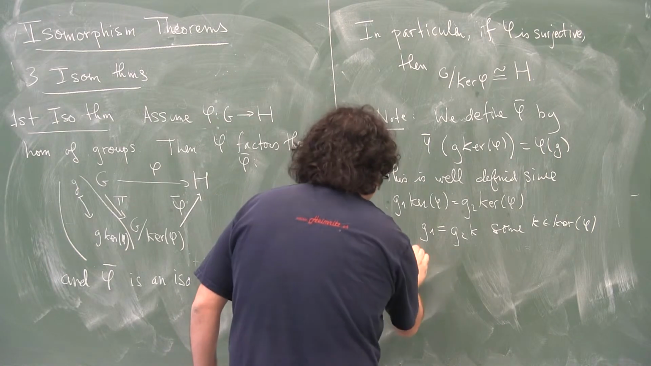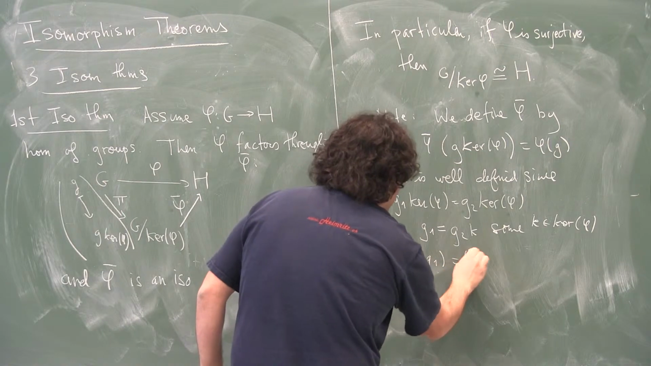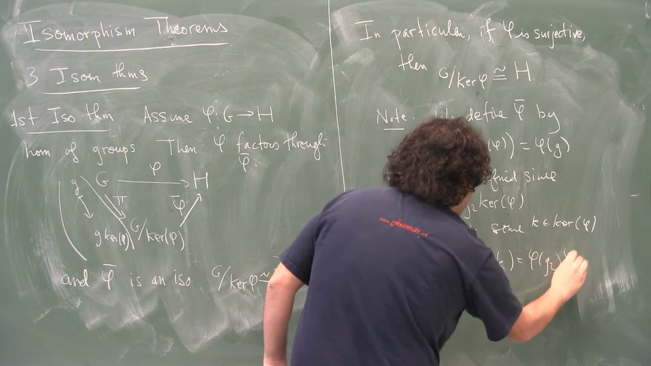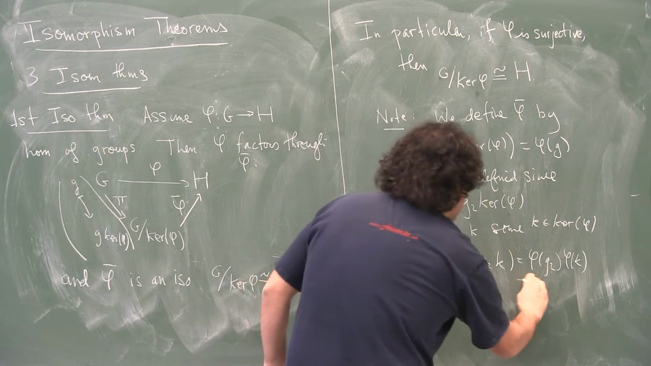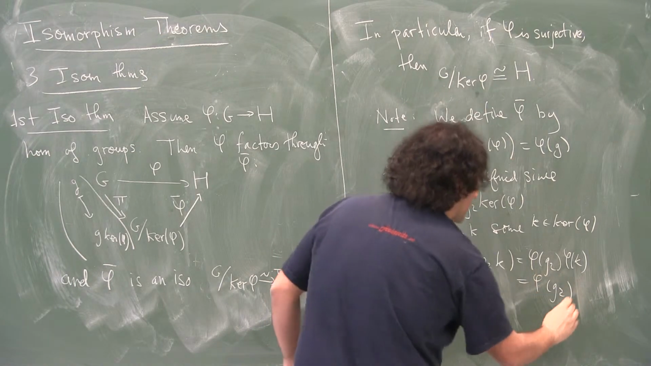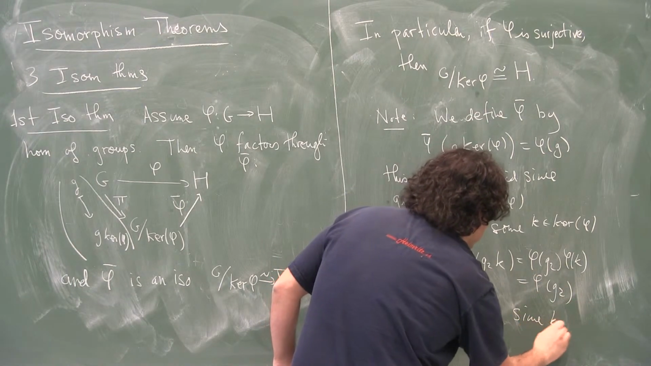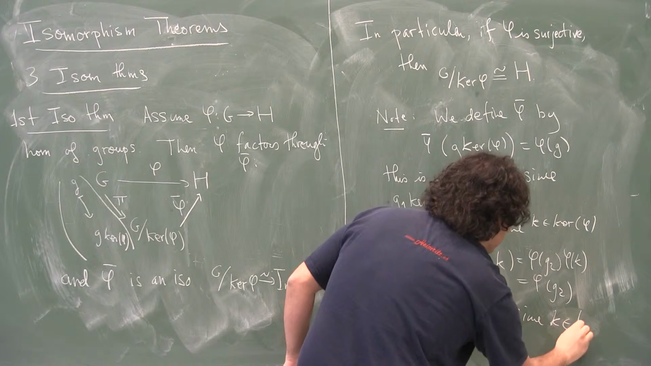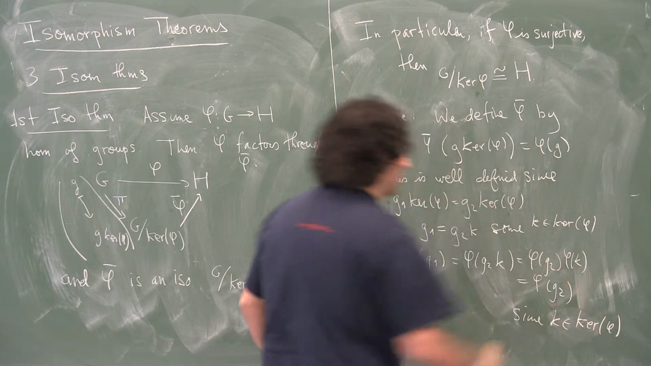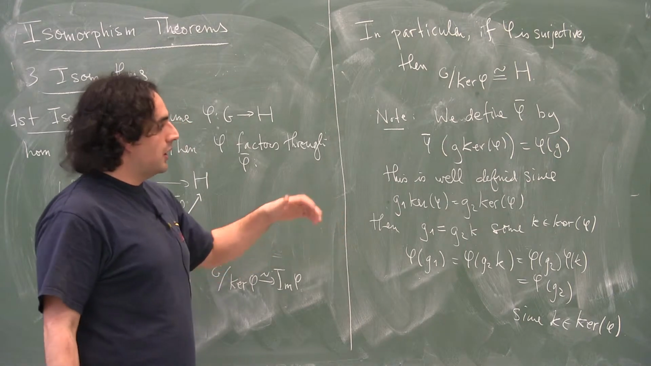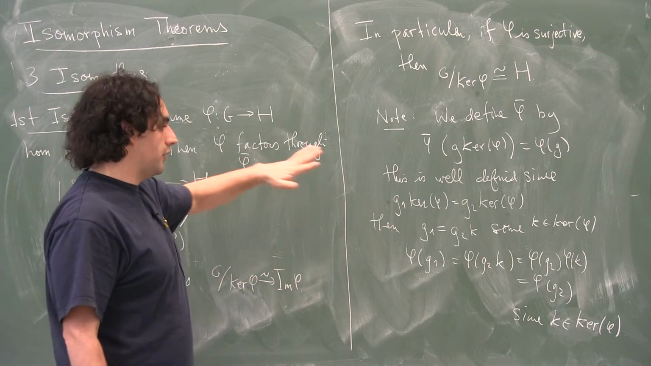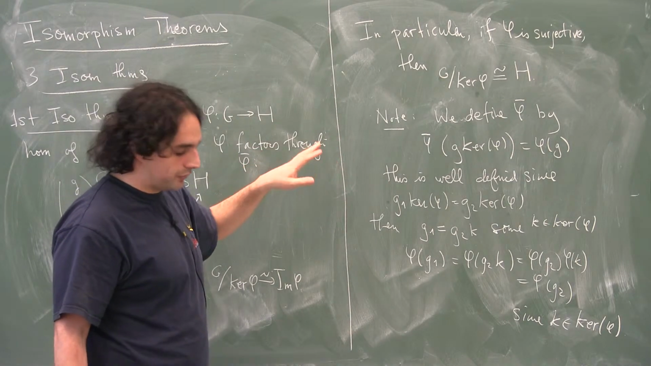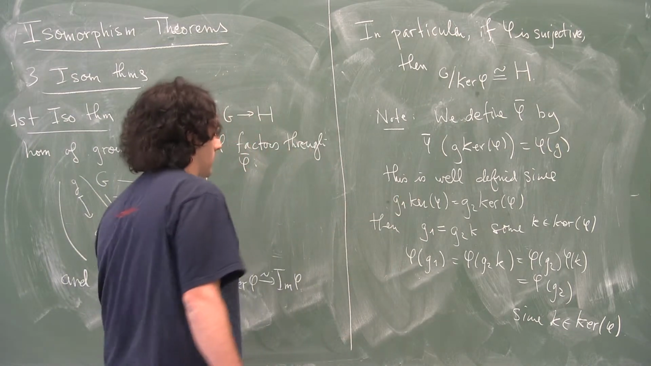And then phi of G1 is equal to phi of G2K, which is equal to phi of G2 times phi of K, because phi is a homomorphism. And this is equal to phi of G2 since K is in the kernel. Okay? So that shows that phi bar is well defined. So I will not say more about the proof. I think I've done the hardest part of the proof. The other steps are similar or arguments of less than or equal difficulty.